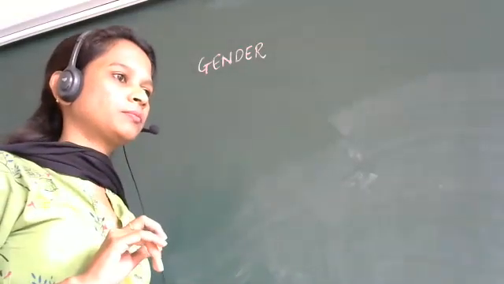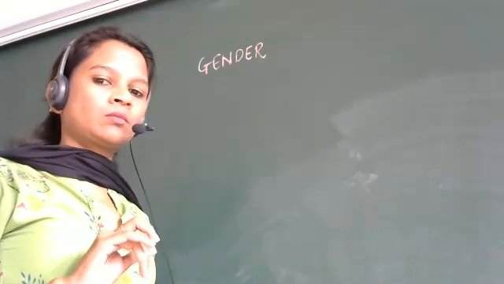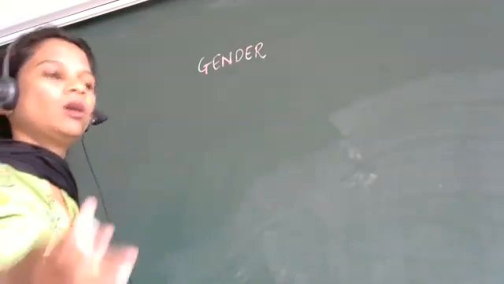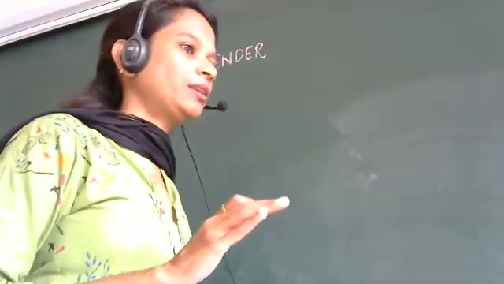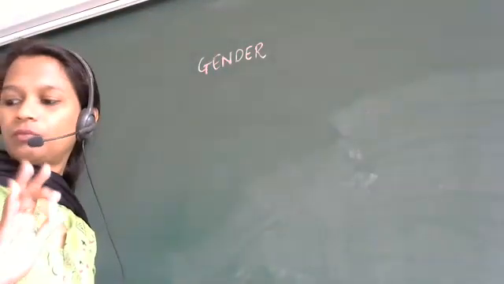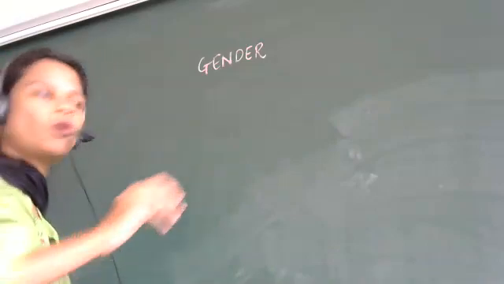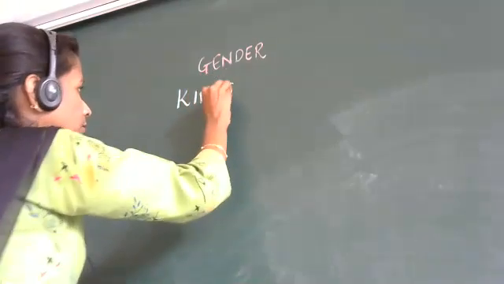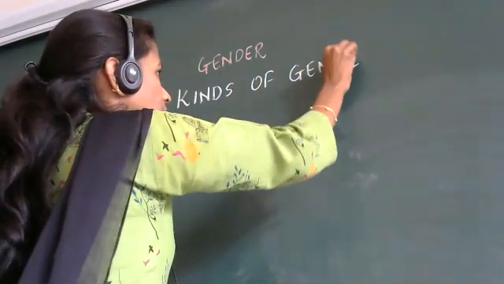What does gender mean? Yes, gender usually refers to a male or a female gender, that is a masculine or a feminine gender. Now, there are four kinds of genders. Which are the four kinds? Yes, there are four kinds of gender.